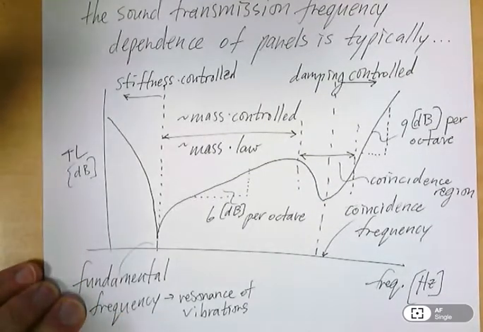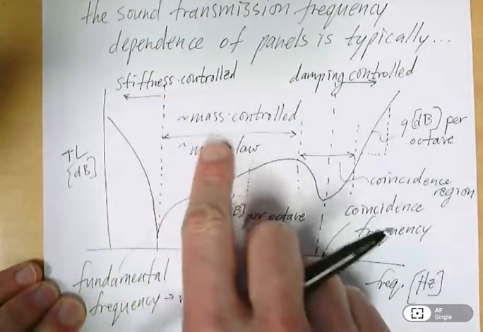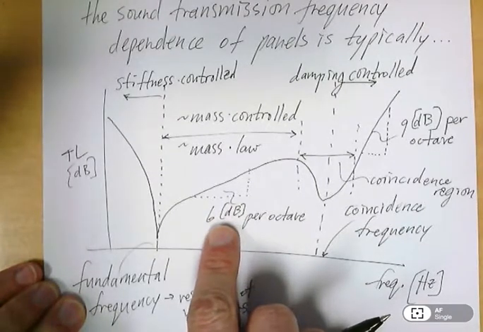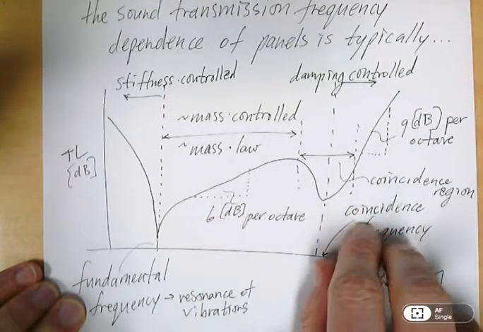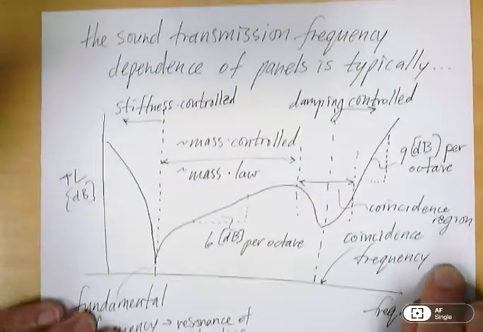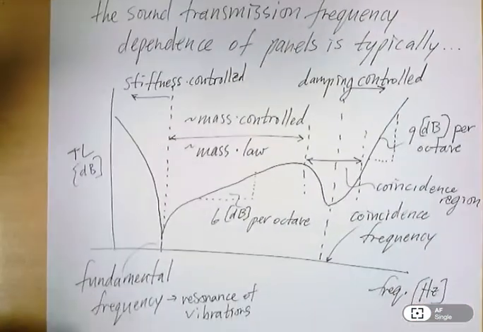So what we will cover today will explain and define all of these characteristics that we see here, explaining where 6 decibels comes from, explaining coincidence, and so on. So that's our investigation today.